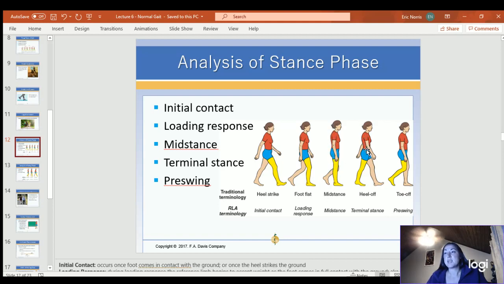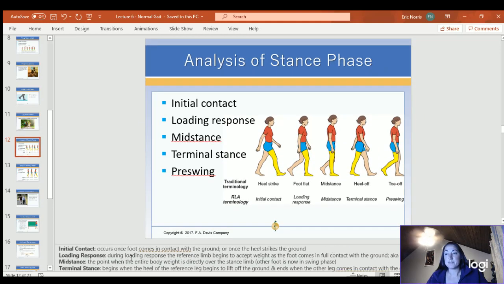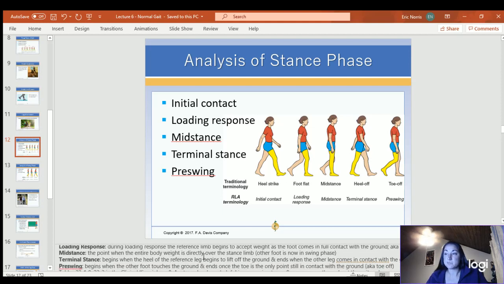Terminal stance is the very end of weight on that leg. So we're in double limb support at this point, and the heel is beginning to lift off the ground. So heel off is what I typically call that one, but it's also terminal stance, when the heel begins to lift off the ground, and then toe off, which is also pre-swing. It starts once the other foot touches the ground, ends once the toe is completely off the ground. So that is double limb support.